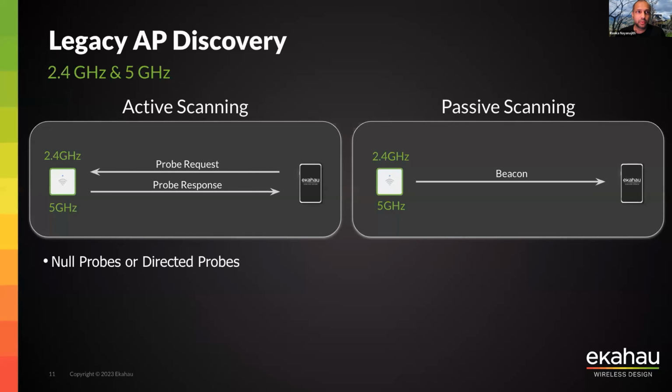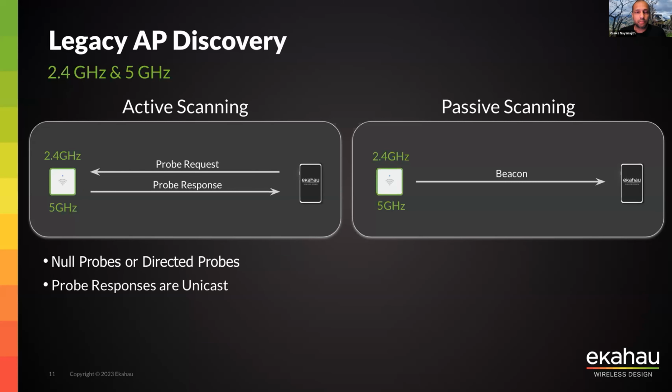But when doing active scanning, sometimes clients do null probes. That means they will not specify the SSID. They just send a probe request without specifying an SSID, expecting the AP to respond with all the details of its SSIDs. If a client wants to connect to a particular SSID, at that time they can send a directed probe, saying that I want to connect to this SSID. Both are allowed, both are being used.